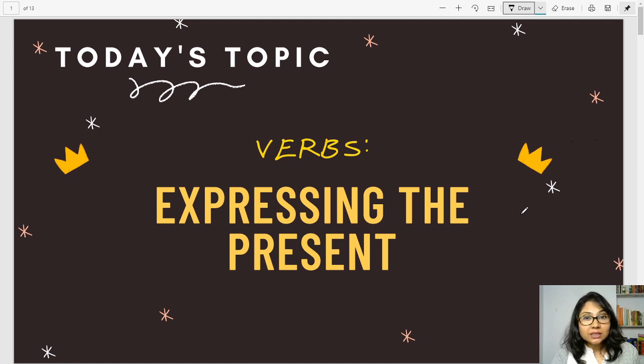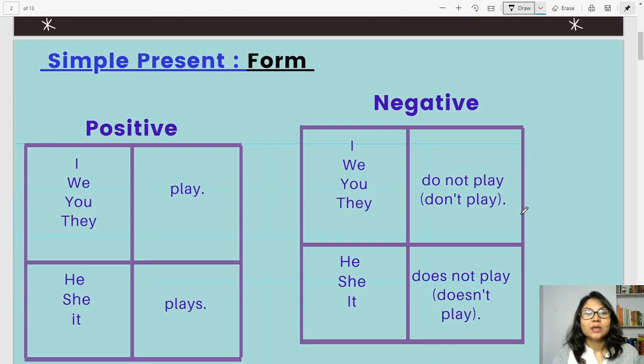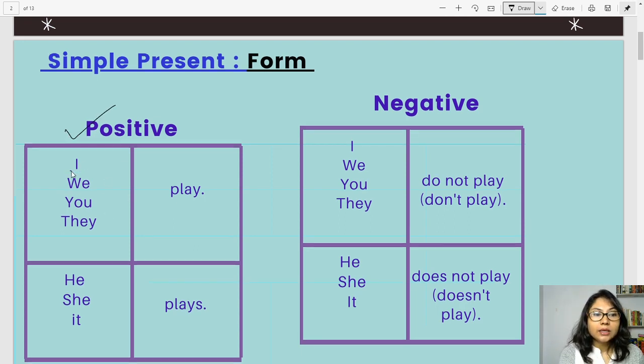So today's topic is verbs expressing the present. Okay, so simple present. What are the forms? Let's look at the first form. Positive. I play, we play, you play, they play. He plays. She plays. It plays.